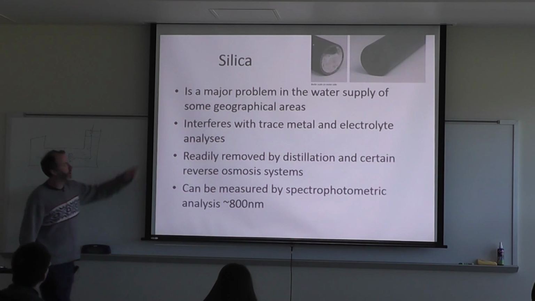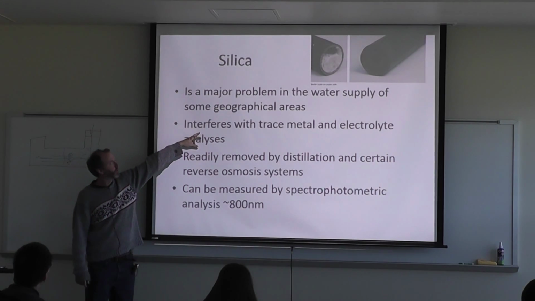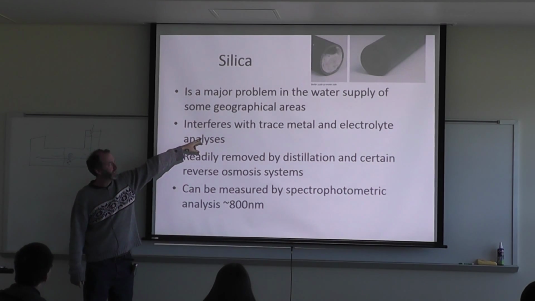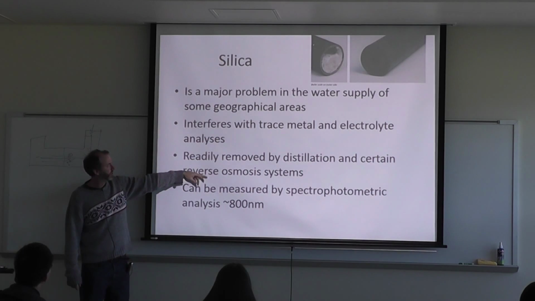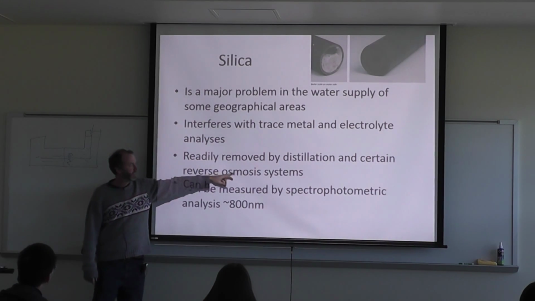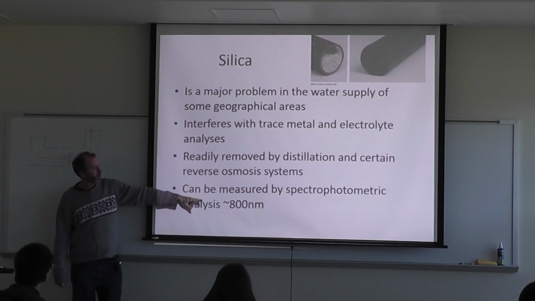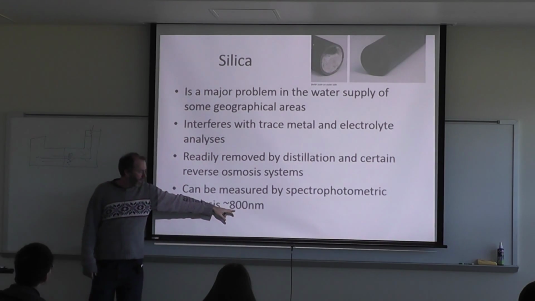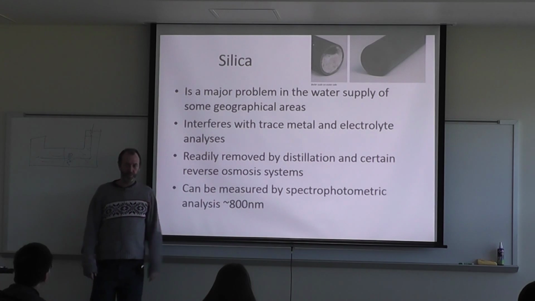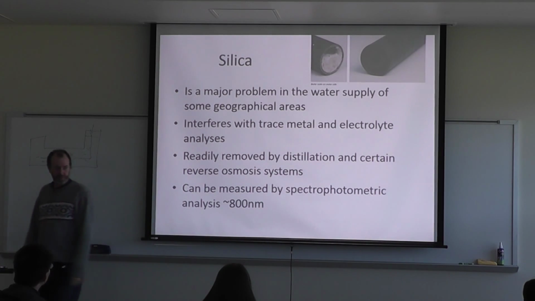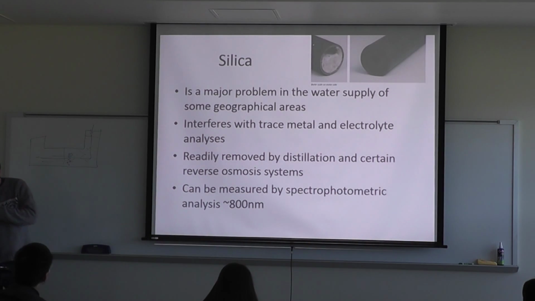Silica, it's a major problem in the water supply of some geographical areas. It interferes with trace metal and electrolyte analysis. It's readily removed by distillation and reverse osmosis. It can be measured by analysis at 800 nanometers, spectrographic analysis. So I think we have a problem with silica here.